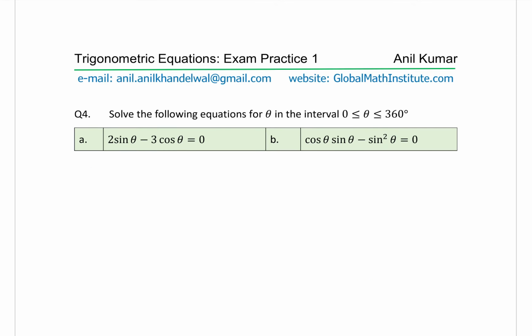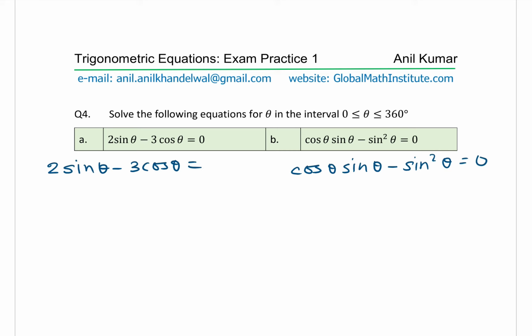Next question here is, solve the following equations for theta in the interval 0 to 360 degrees. And we have two equations here. The first one is 2 sine theta minus 3 cos theta equals 0. The second one is cos theta sine theta minus sine squared theta equals 0. So in the very first one, what could you do? Well, whenever you have sine theta and cos theta together, we could divide by sine or cos and convert to tan. Perfect. So that is the strategy.